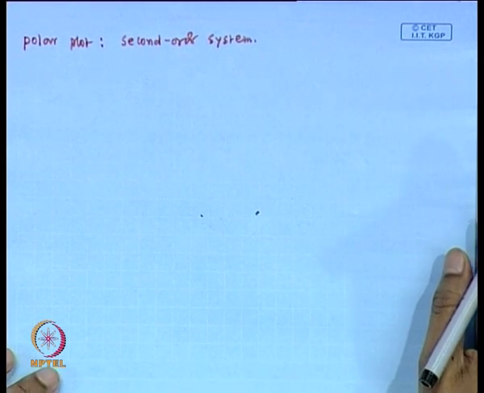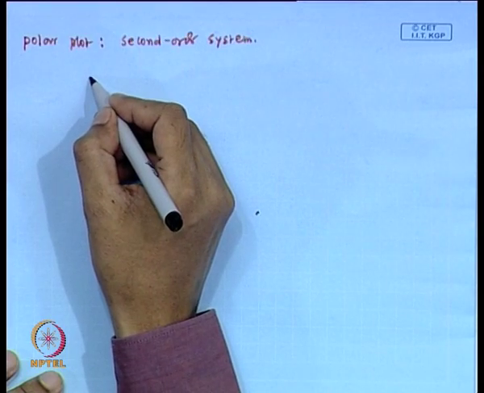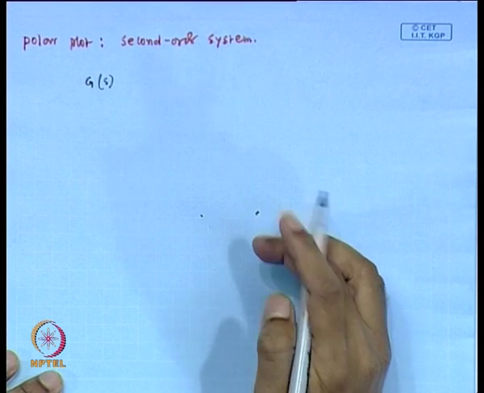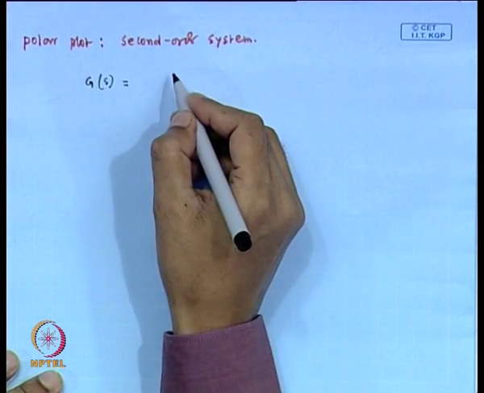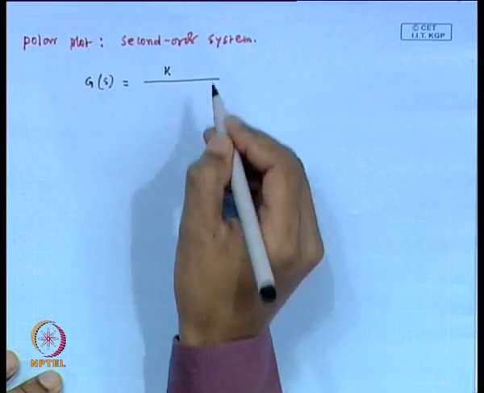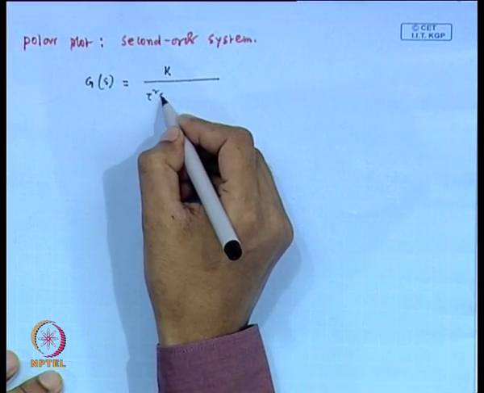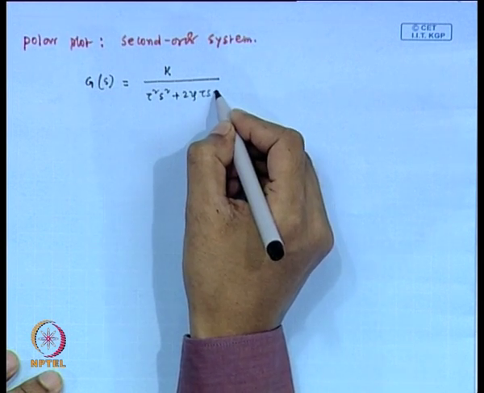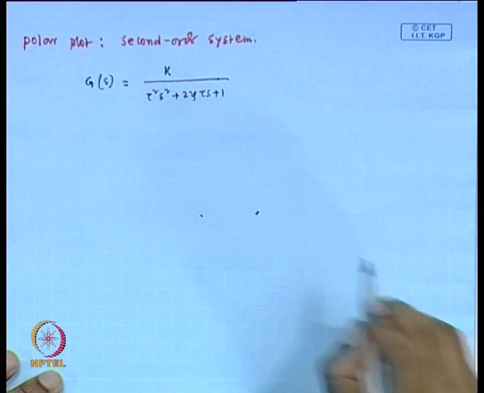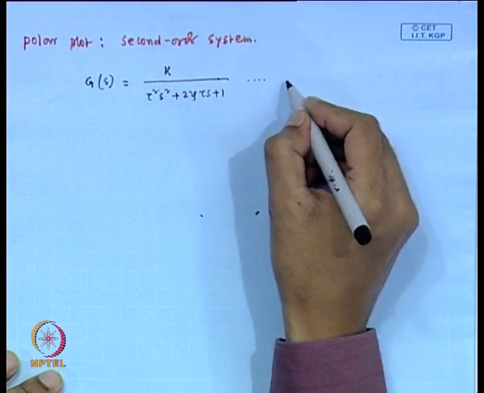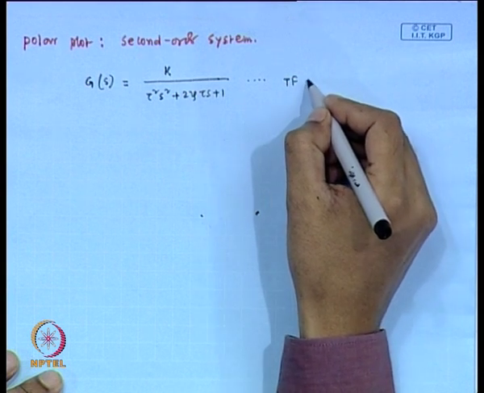For the second order system, we know the transfer function is represented in general form as k divided by tau square s square plus 2 zeta tau s plus 1. This is the transfer function of a second order system.